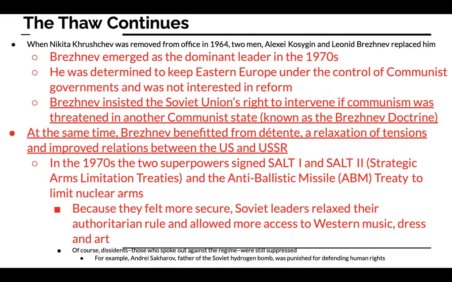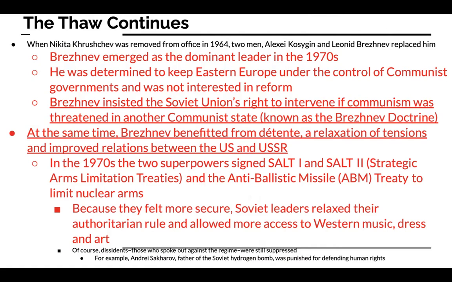At the same time, Brezhnev benefited from détente, which is a relaxation of tensions and improved relations between the U.S. and USSR, also on your final. In the 1970s, the two superpowers signed the SALT I and SALT II Strategic Arms Limitation Treaties and the Anti-Ballistic Missile ABM Treaty to limit nuclear arms. Those three are on your final.